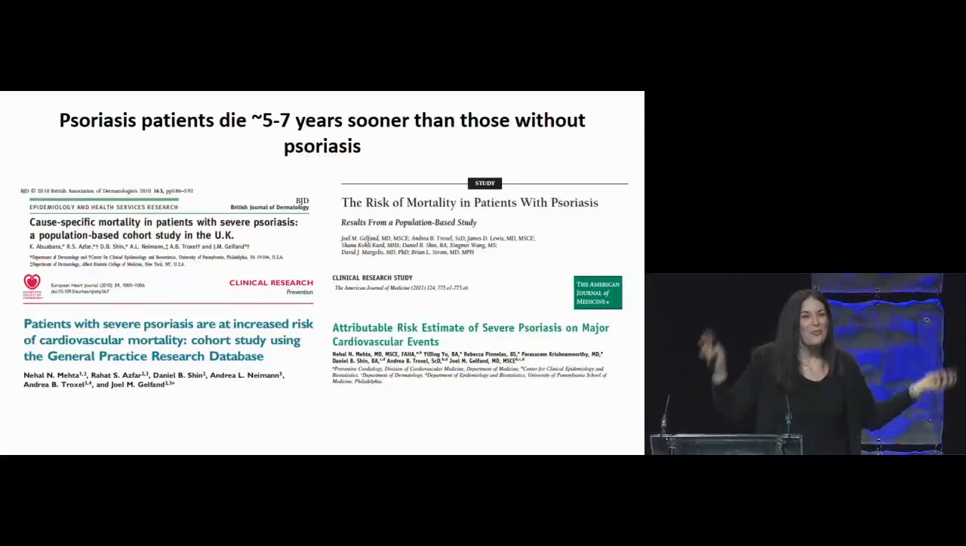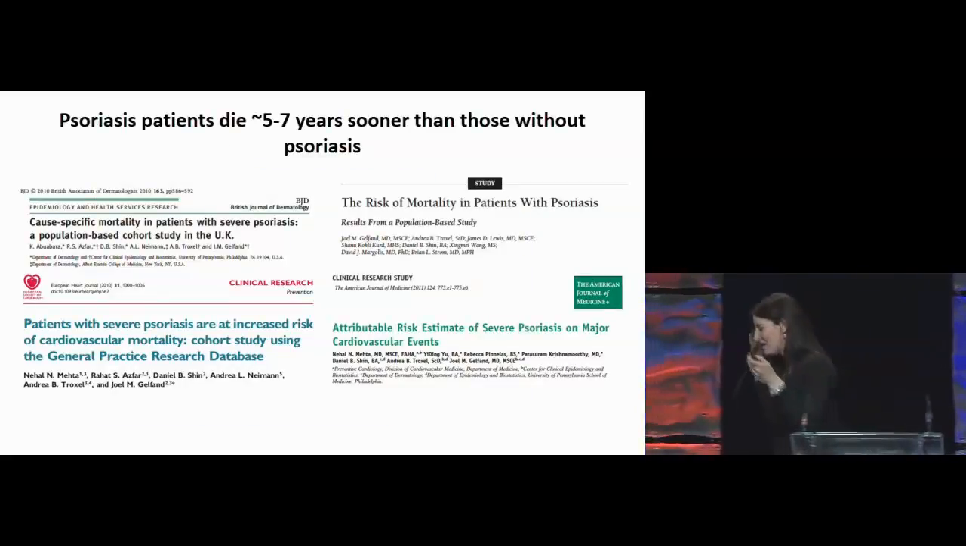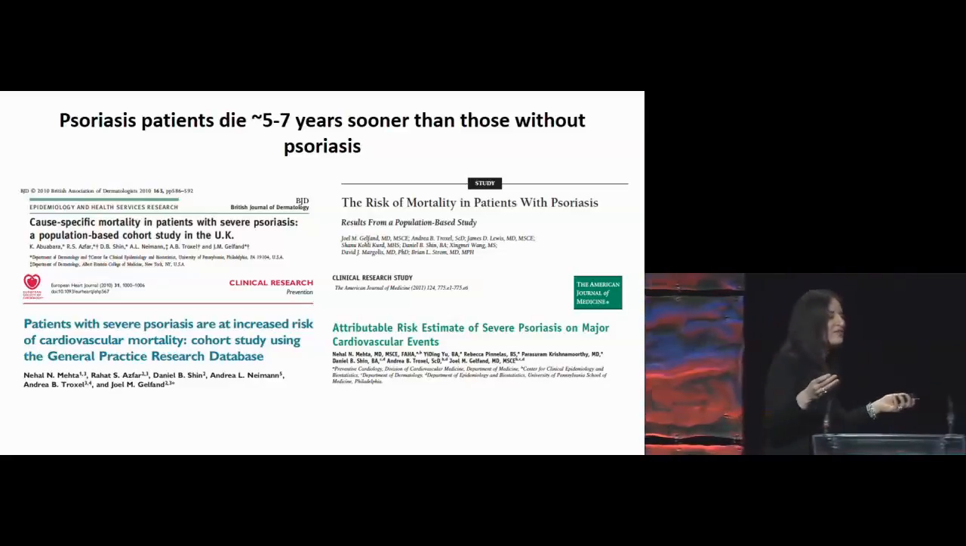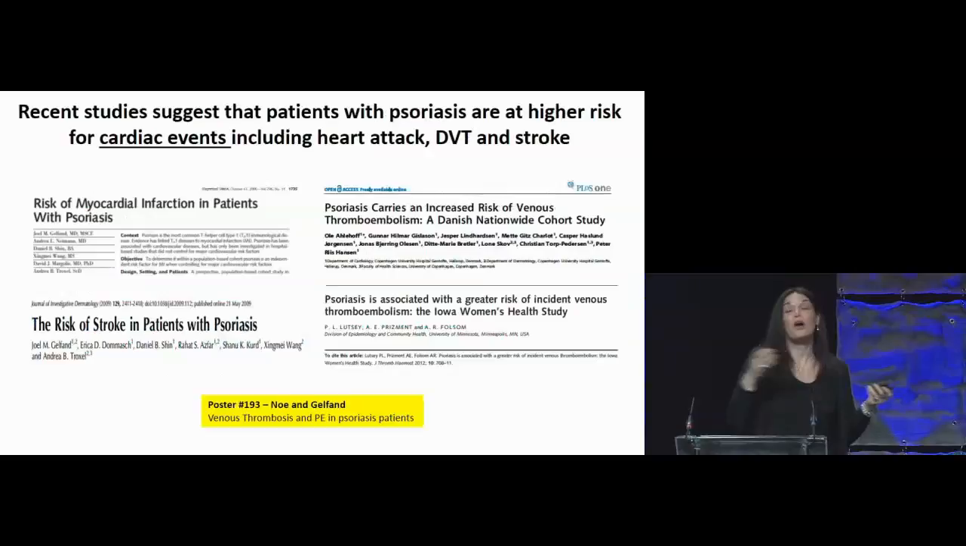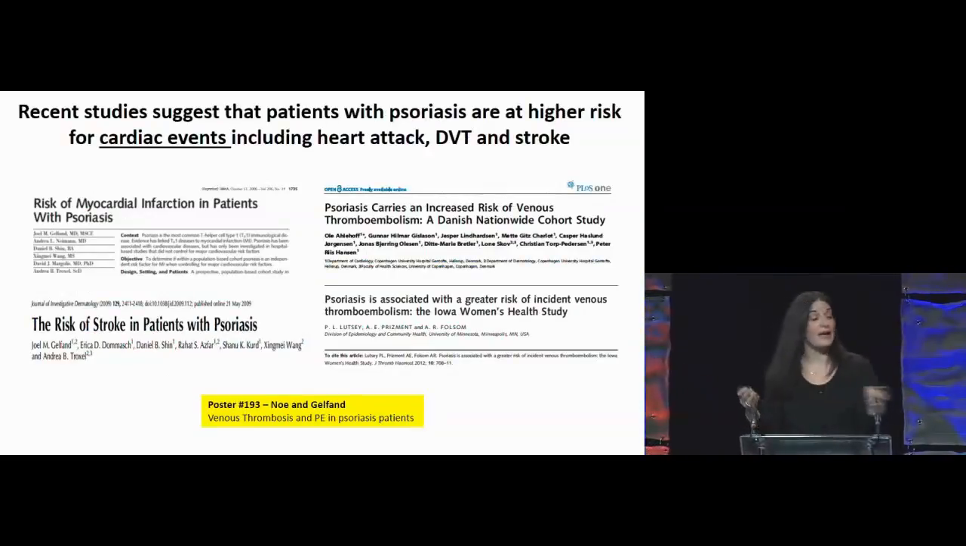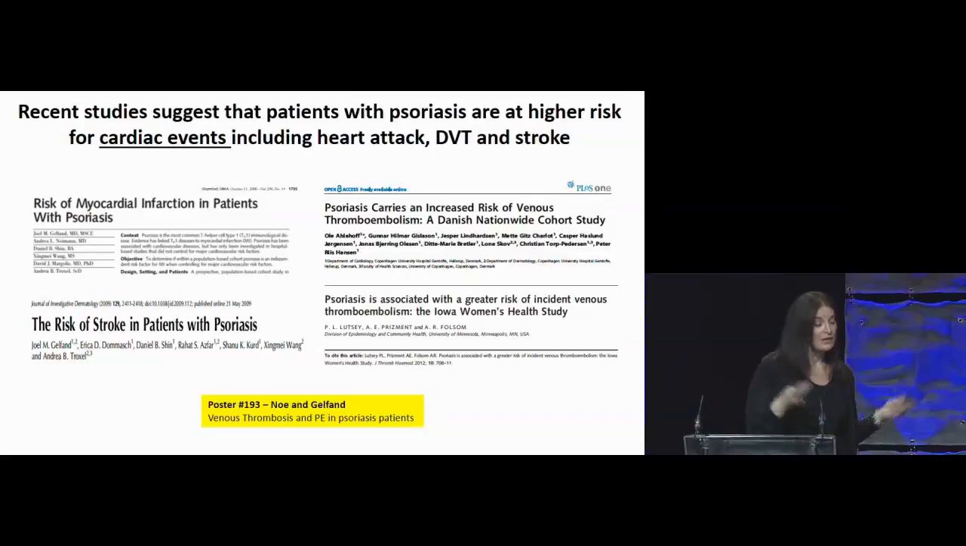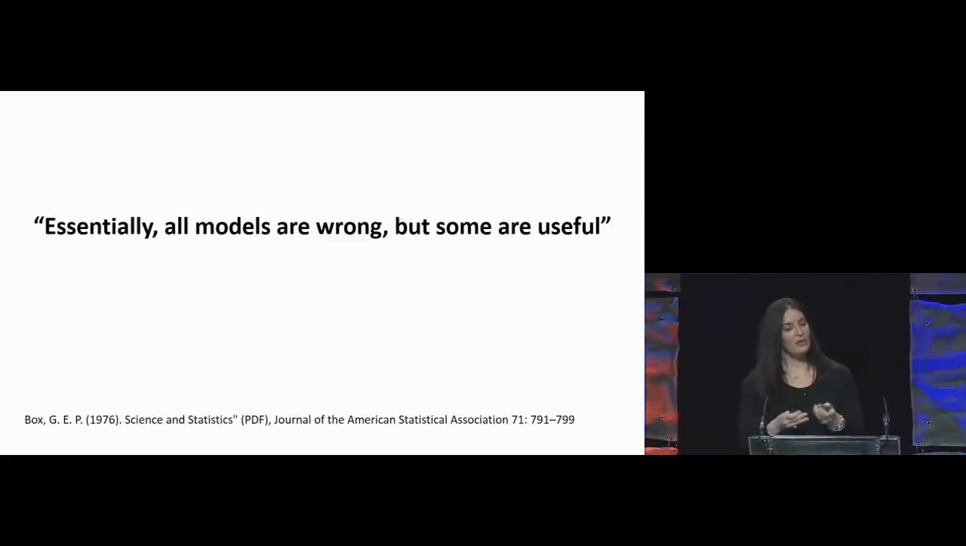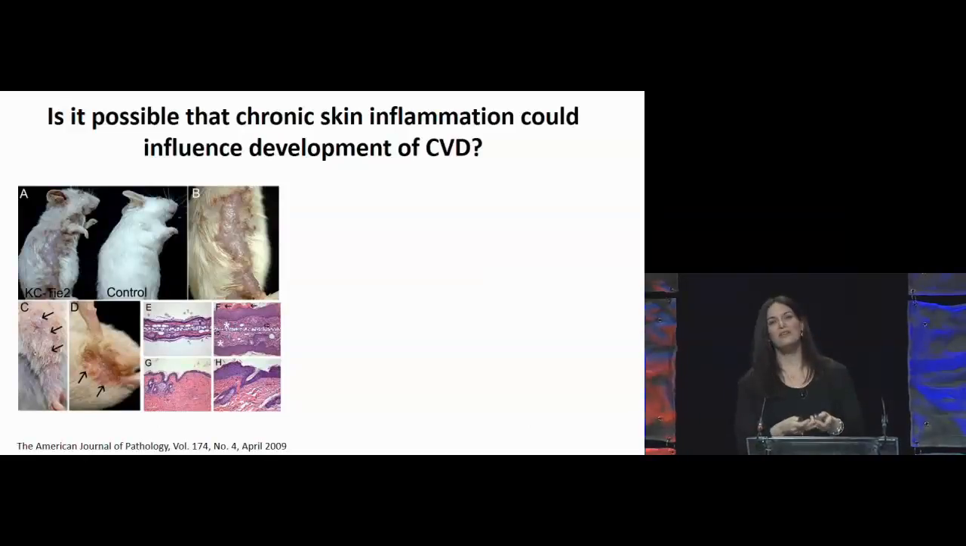All right, so while we're doing all this nerve work, Joel Gelfand and Nehal Mehta are talking about this cardiovascular disease risk in patients, that they're dying 5 to 7 years younger, that it's probably because of MI, heart attack, stroke, DVT. And I came back to this thinking, you know, essentially all models are wrong, but some are useful. Could we use our mouse model and show a cause-effect relationship between the two conditions?